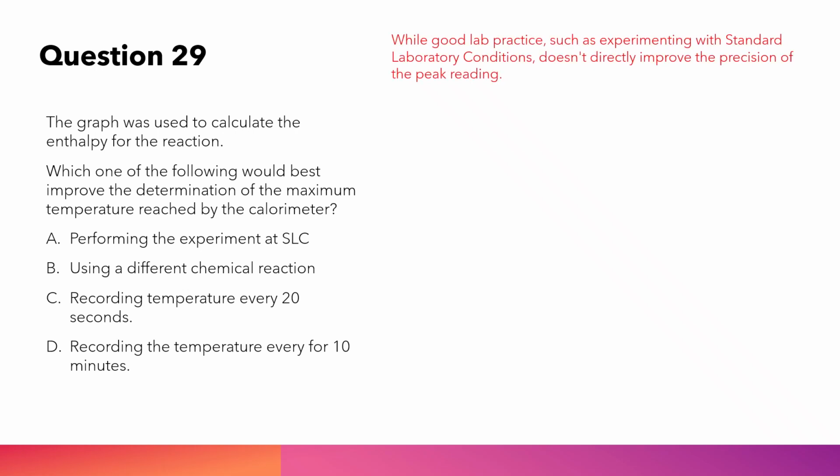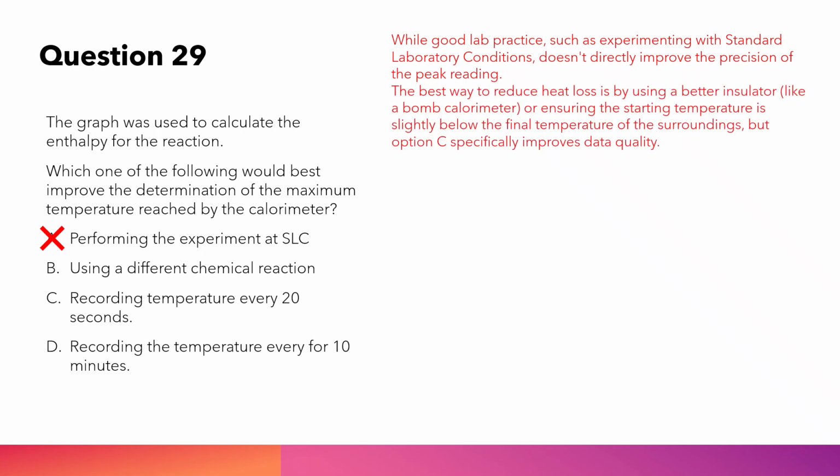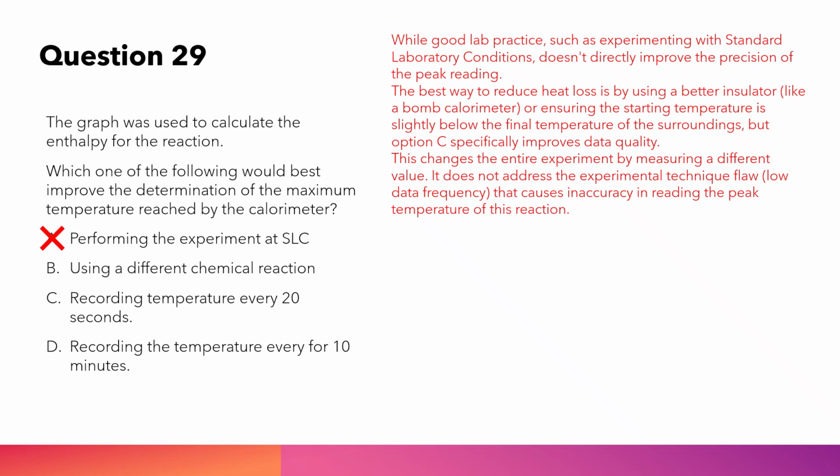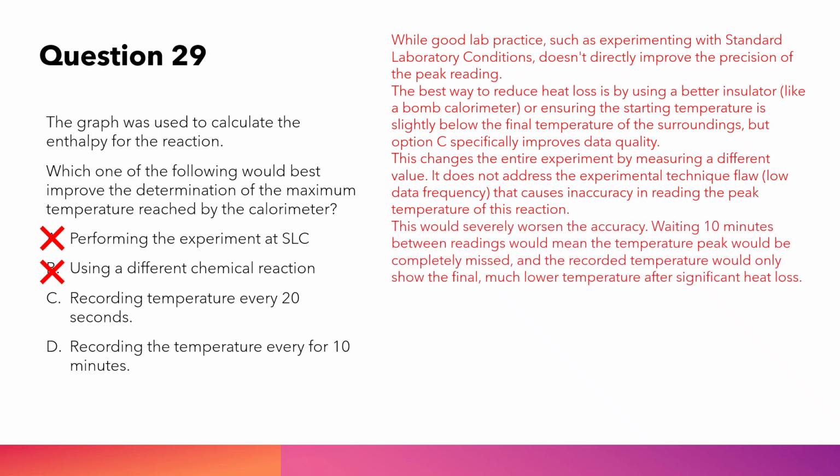While good lab practice, such as experimenting with standard laboratory conditions, doesn't directly improve the precision of the peak reading, the best way to reduce heat loss is by using a better insulator, like a bomb calorimeter, or ensuring the starting temperature is slightly below the final temperature of the surroundings. But option C specifically improves data quality. This changes the entire experiment by measuring a different value. It does not address the experimental technique flaw, low data frequency, that causes inaccuracy in reading the peak temperature of this reaction. This would severely worsen the accuracy.